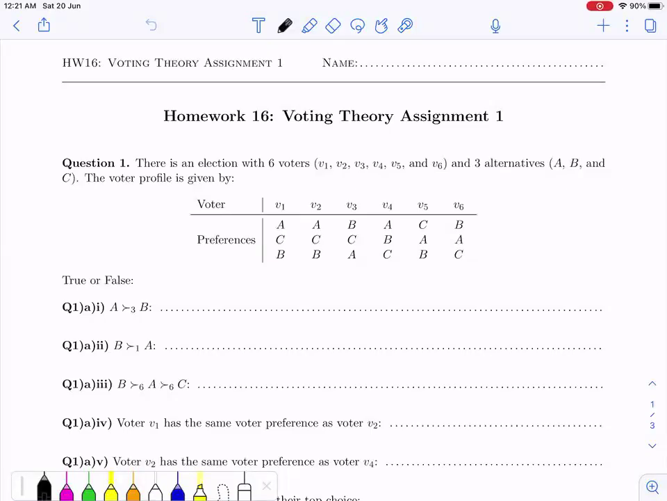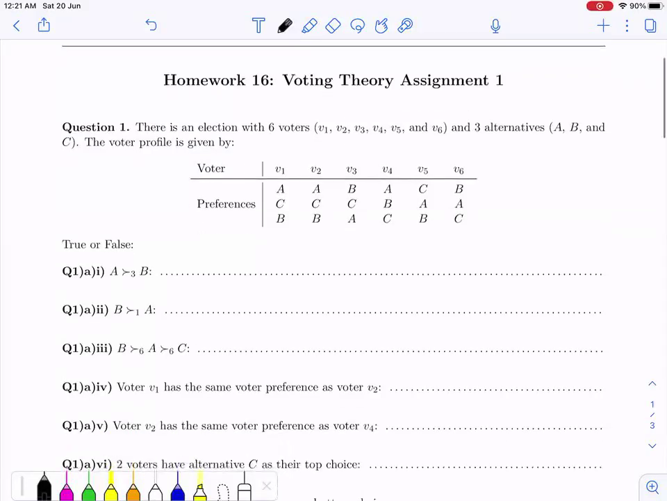Okay, so let's start with the first homework for this unit, which is homework 16. The first problem is an individual voter profile. You have six voters, V1 through V6, and you have three alternatives, A, B, and C, and their preferences are summarized in this table below. You have to tell whether these statements are true or false.